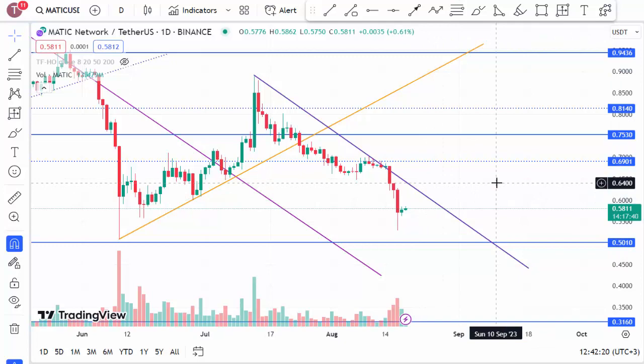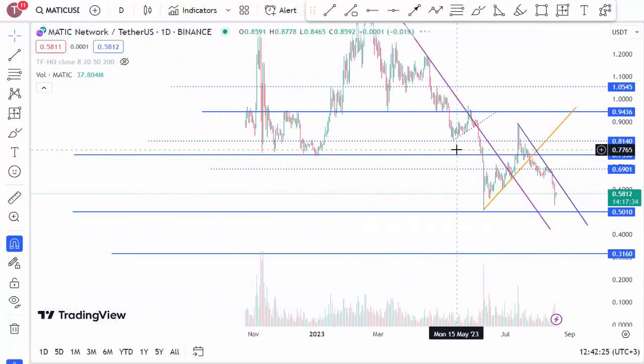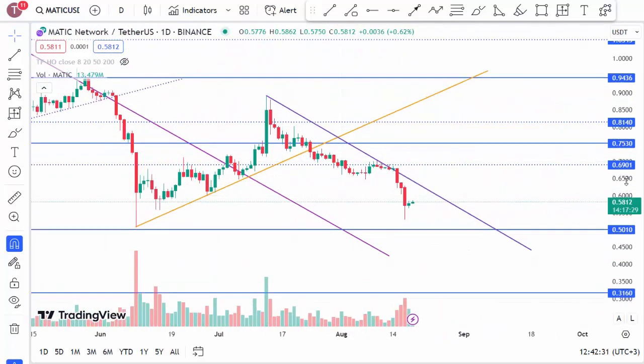Additionally, when the descending trend is broken upwards, the price movements will start to ease, and actually, the path up to 70 cents will be open again. We can interpret this in this way.